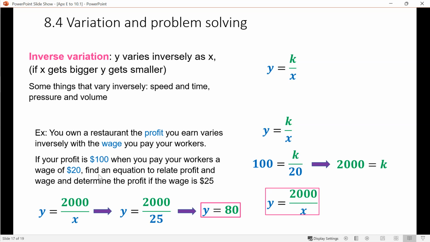Take note here that there were two things that the question was asking us for. One was the equation that relates our profit and wage. That's this y equals 2,000 over x, right? You have to set up this equation after solving for k. Just knowing the constant isn't enough. We have to know the constant and plug it in to our relationship here so that we have the equation that relates our quantities. Then this question also asked us to use our equation to determine something, and we did that as well.